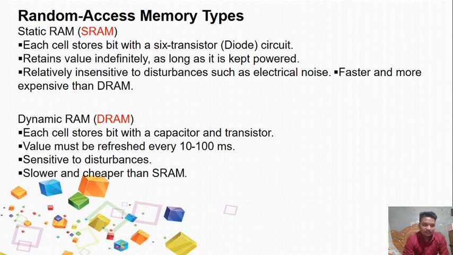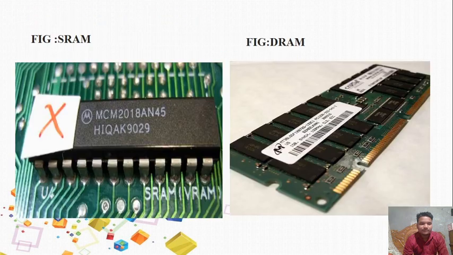Now we will discuss static RAM and dynamic RAM. Static RAM, that means SRAM, stores each bit cell with a 6 transistor circuit and retains its value indefinitely as long as it is kept powered. Then dynamic RAM stores each bit cell with a capacitor and transistor. The value must be refreshed every 10 to 100 milliseconds. It is sensitive to disturbances, slower and cheaper than static RAM. Here you can see the static RAM and the dynamic RAM.